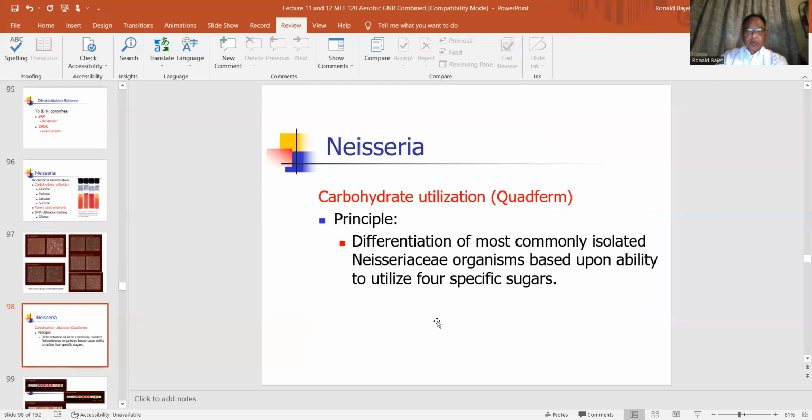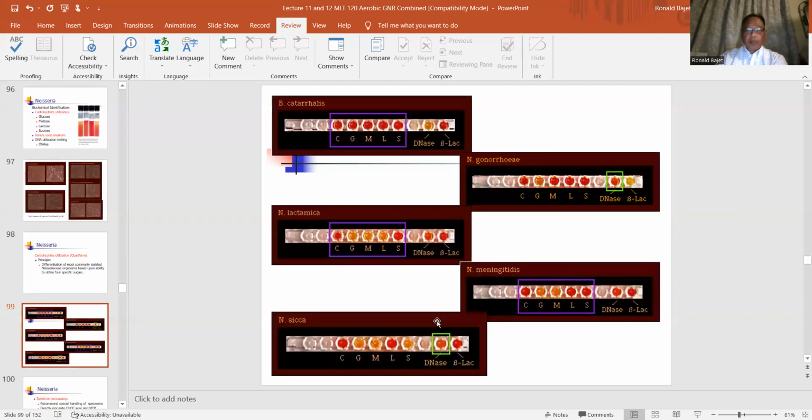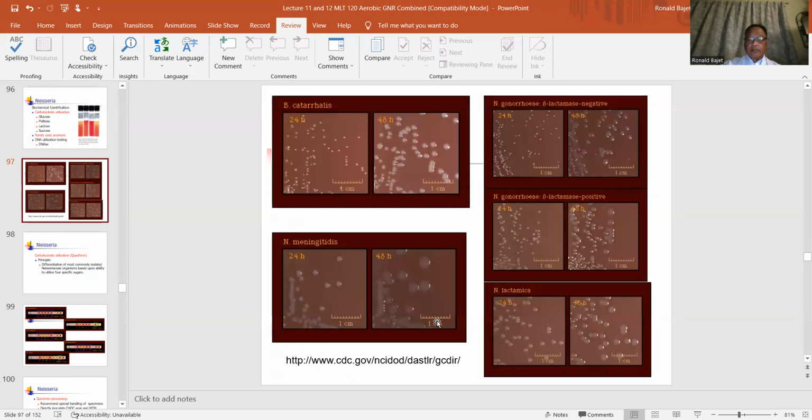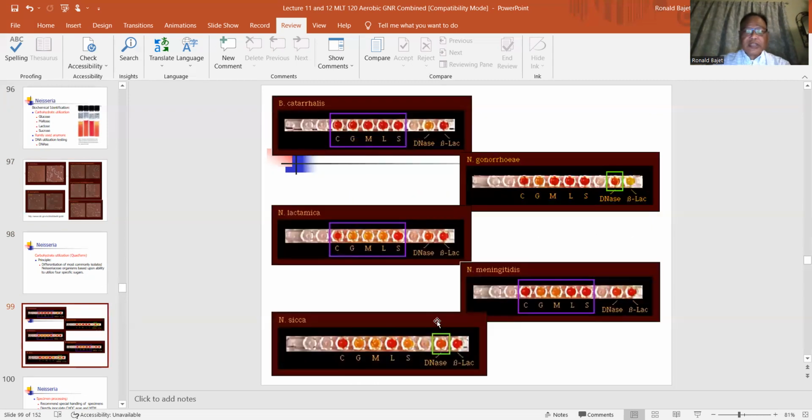Carbohydrate utilization, that's a quad plate, uses the four carbohydrates. This is another system that's used. Again, if the glucose is positive, that means it's gonorrhoeae. If the glucose and maltose are positive, then it's meningitidis. Glucose, maltose, and lactose positive, you know the pattern, okay?